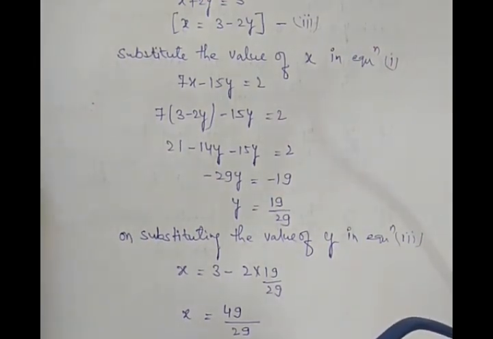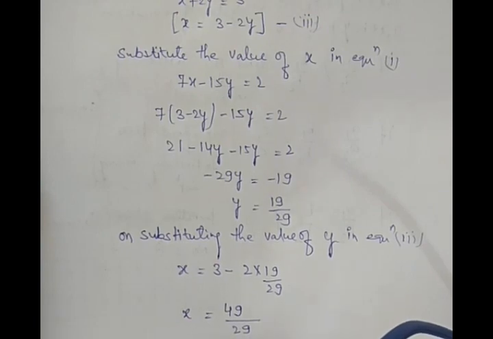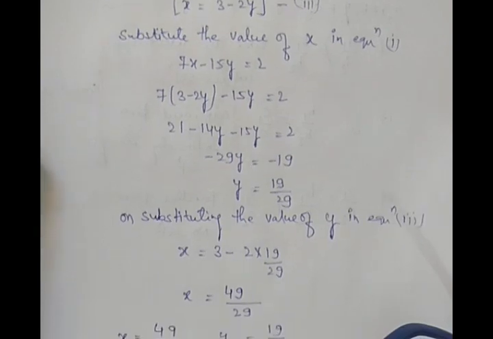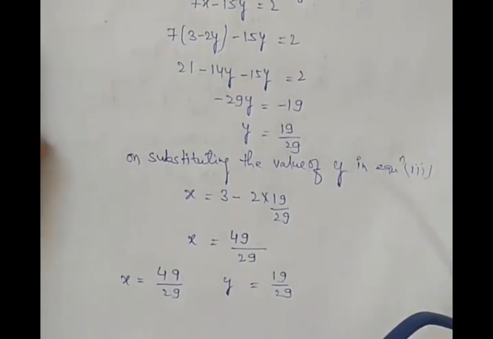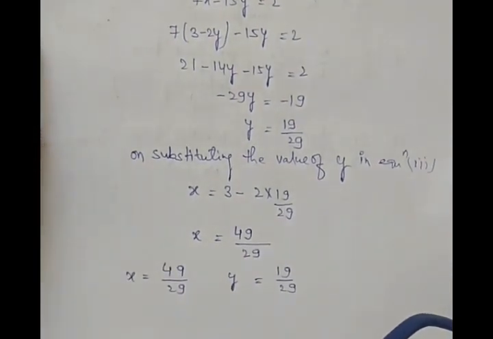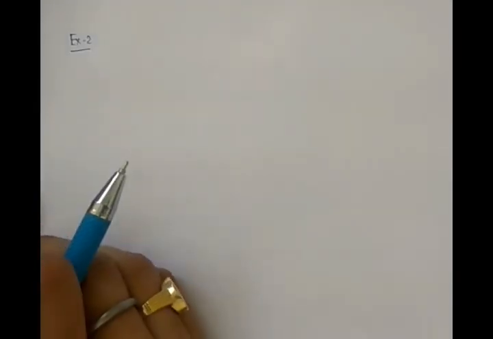So from here we have got the values: x is equal to 49 upon 29, and the value of y is 19 by 29. So this is the solution: x is equal to 49 upon 29 and y is equal to 19 upon 29. Let's take one more example.